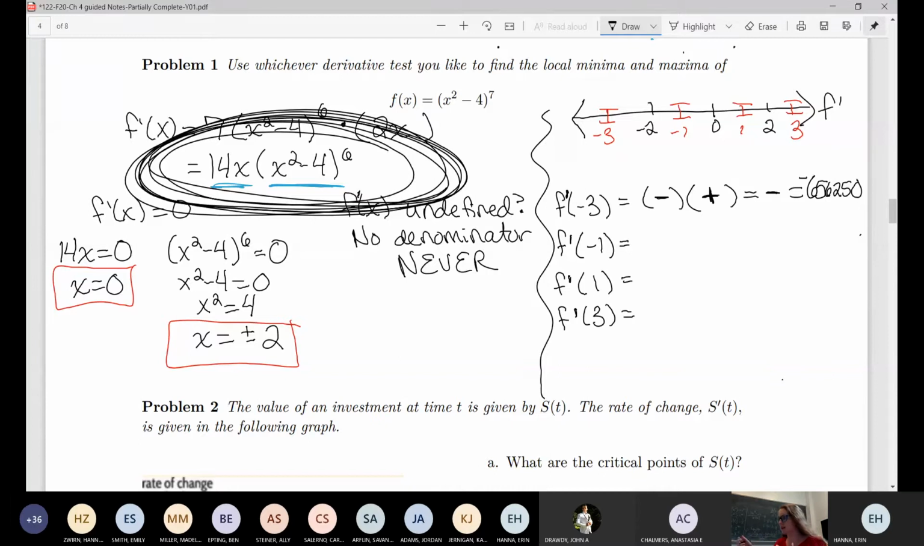Essentially, the point is it's a negative number. We don't really care what the number is. We just care that it's negative. So when I plugged in a negative 3, I get a negative.